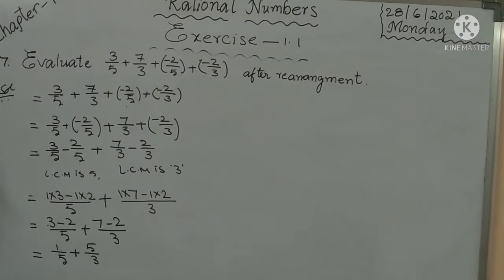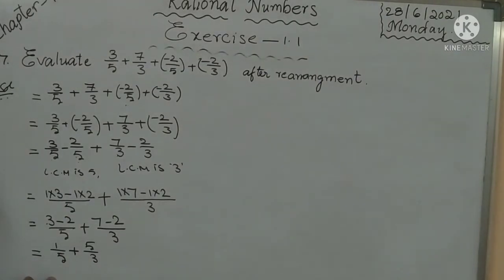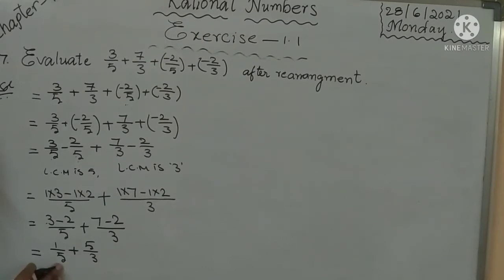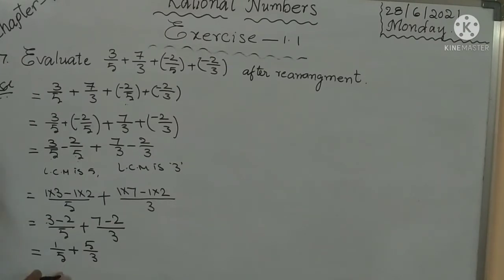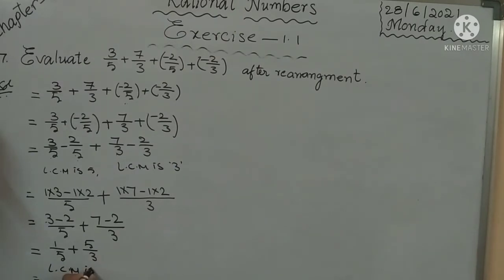Now again do the LCM. Here the denominators are different, so there are only their own factors, no need of other factors. So the LCM is the product of the two denominators, because here there are two different odd numbers, 3 and 5. Here no table is possible in common. So we should write LCM is 5 into 3 is equal to 15. LCM is 15.